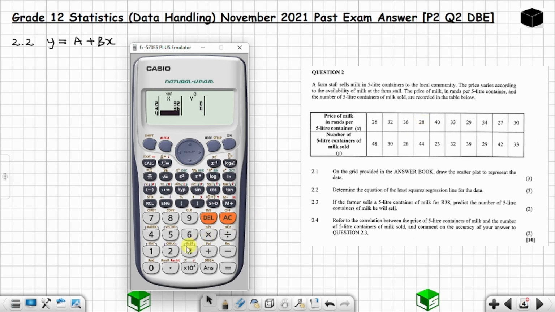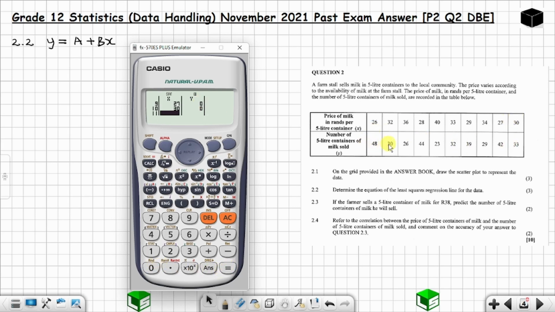And then you have 28. And then you have 40. And then you have 33. And then you have 29. And then you have 34. And then you have 27. And then you have 30. Okay. You are done with X.